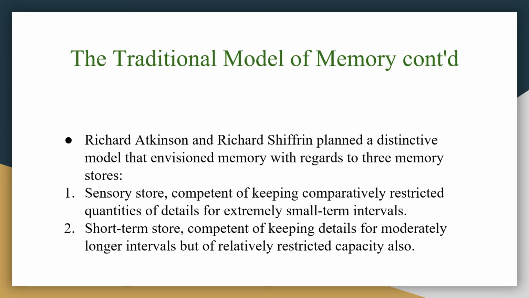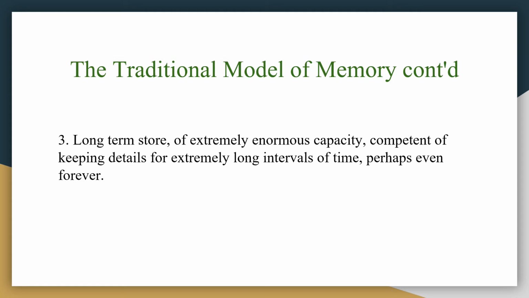Richard Atkinson and Richard Shiffrin proposed a distinctive model that envisioned memory in terms of three memory stores. 1. Sensory store, capable of keeping relatively limited quantities of details for extremely short intervals. 2. Short-term store, capable of keeping details for moderately longer intervals but of relatively limited capacity also. 3. Long-term store, of extremely enormous capacity, capable of keeping details for extremely long intervals of time, perhaps even forever.